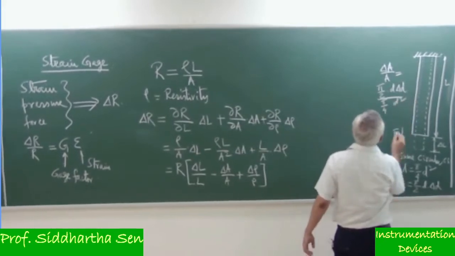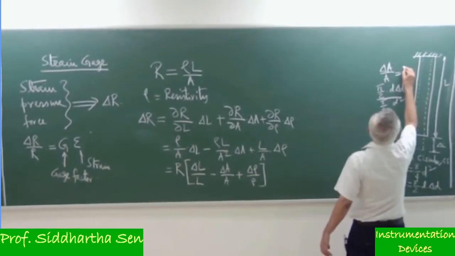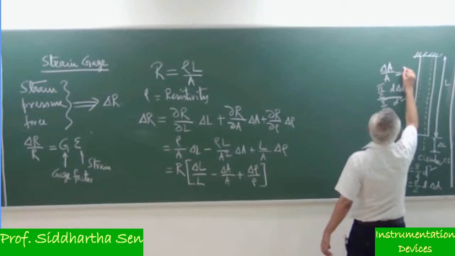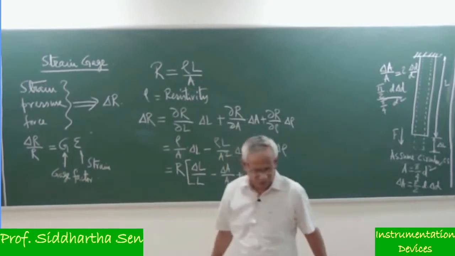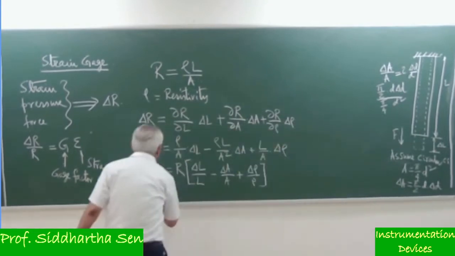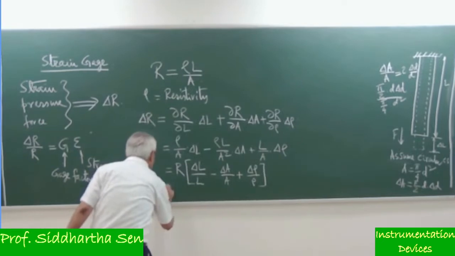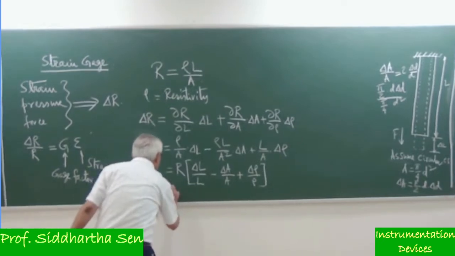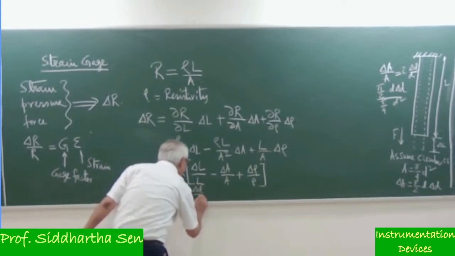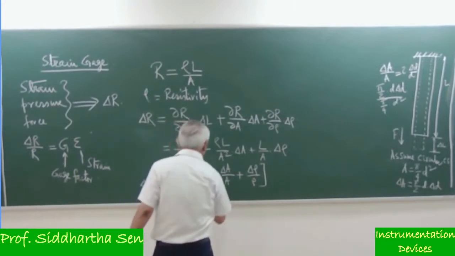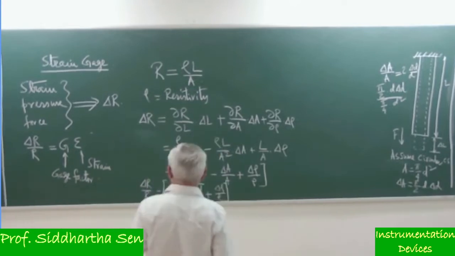So, we have it is equal to 2 into delta D by D. So, we can write it down is equal to delta R by R is equal to delta L by L minus 2 into delta D by D plus delta rho by rho. So, this is your expression there.